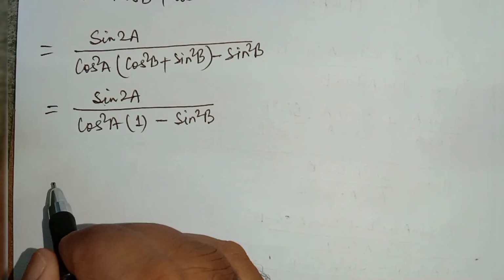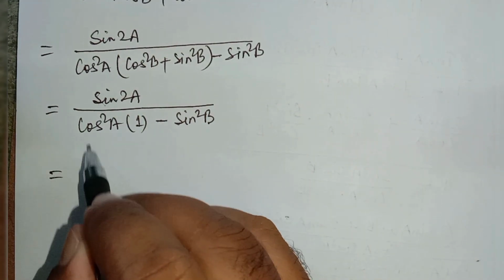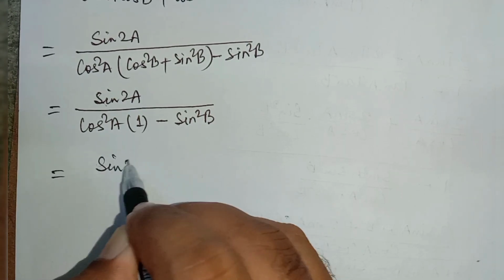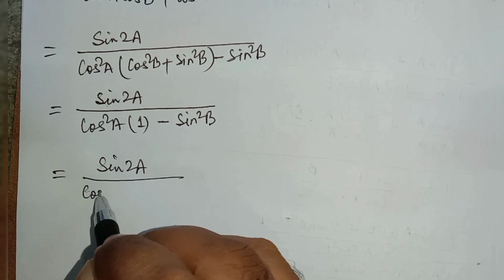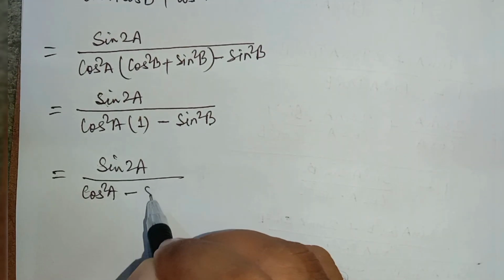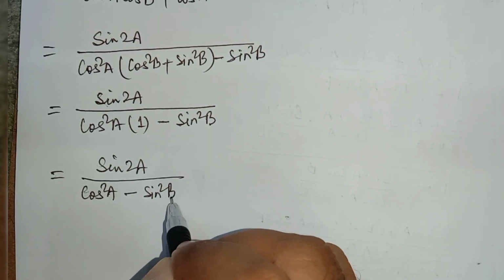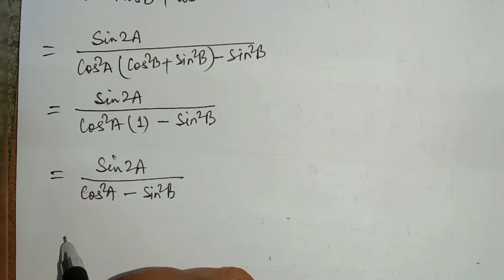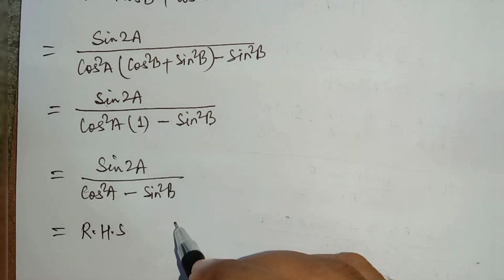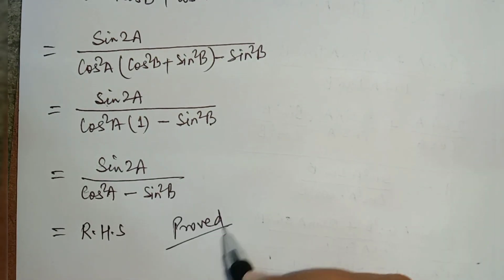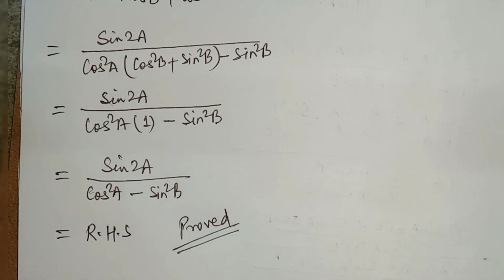So dear friends, now our problem is solved. Here I get sin 2A upon cos square A minus sin square B, which I needed to prove in the right hand side. So this is proved. Thanks for watching.